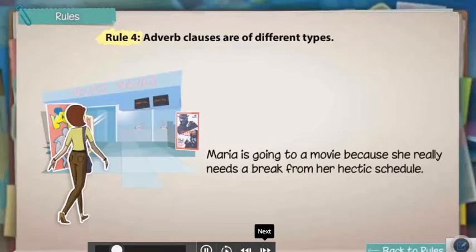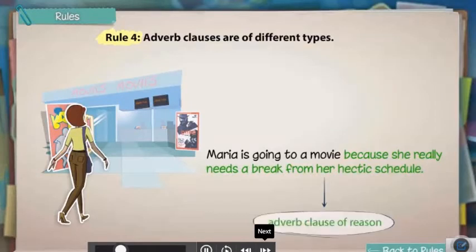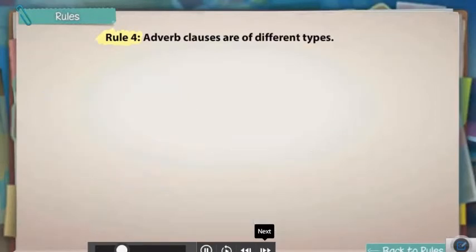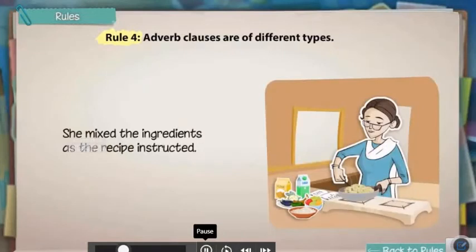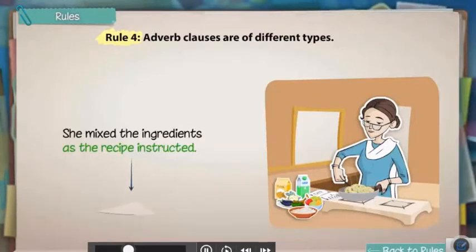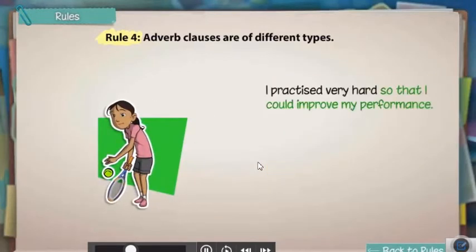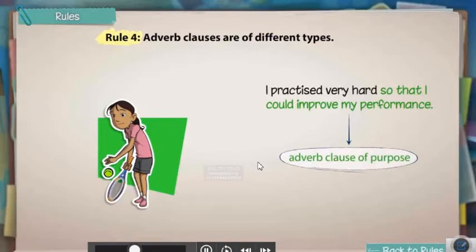In this sentence, the adverb clause tells us why Maria is going to watch a movie. So, this is an adverb clause of reason. Look at this sentence. Here, the adverb clause tells us how she mixed the ingredients. So, this is an adverb clause of manner. Here, the adverb clause tells us the purpose of practicing hard. So, this is an adverb clause of purpose.